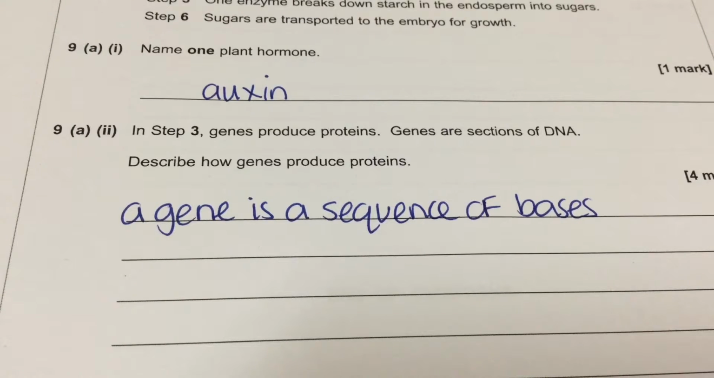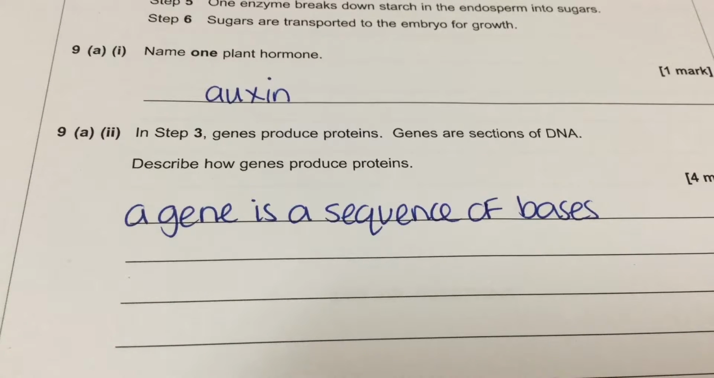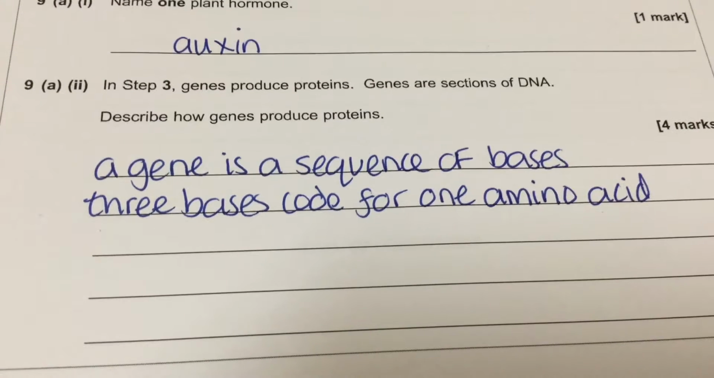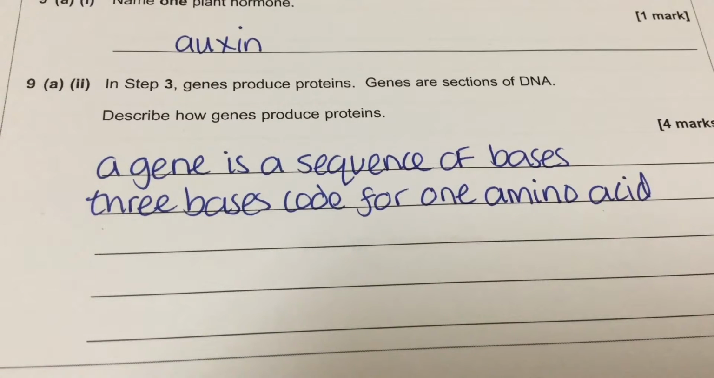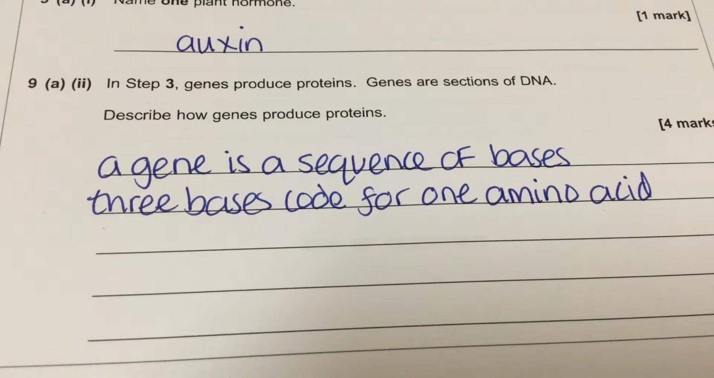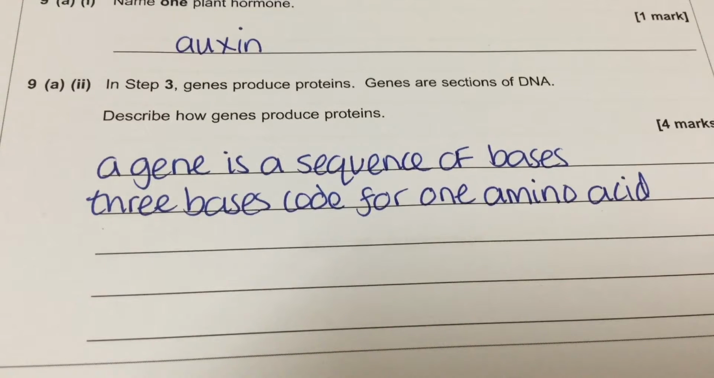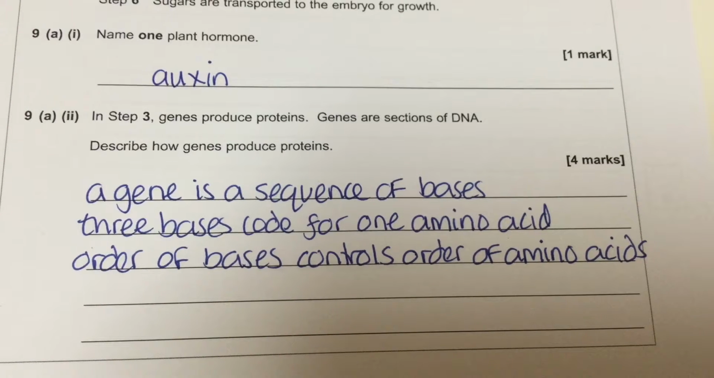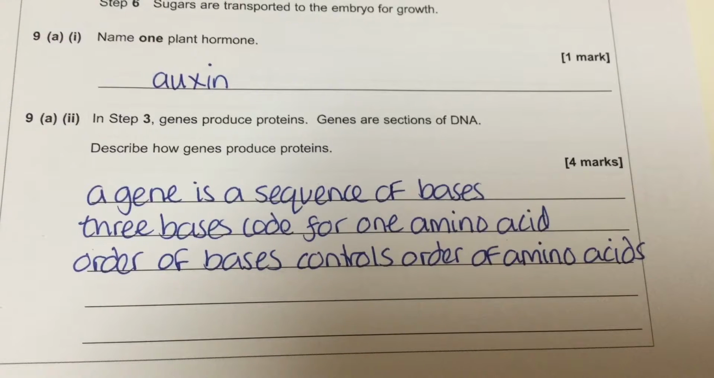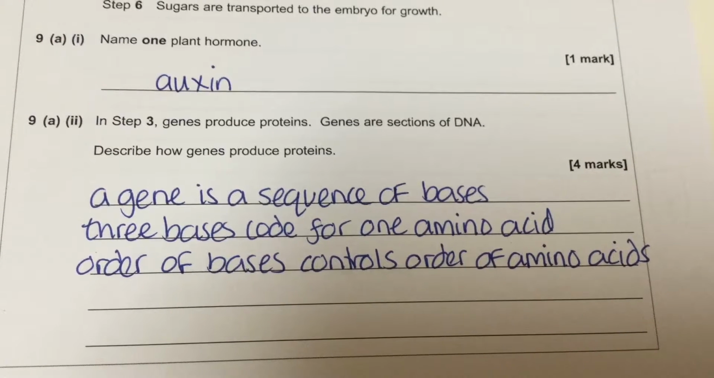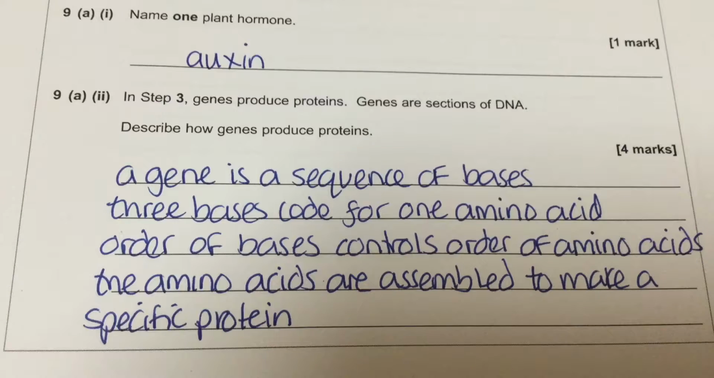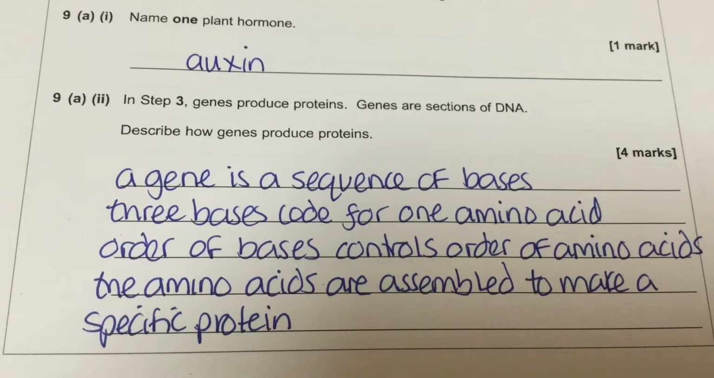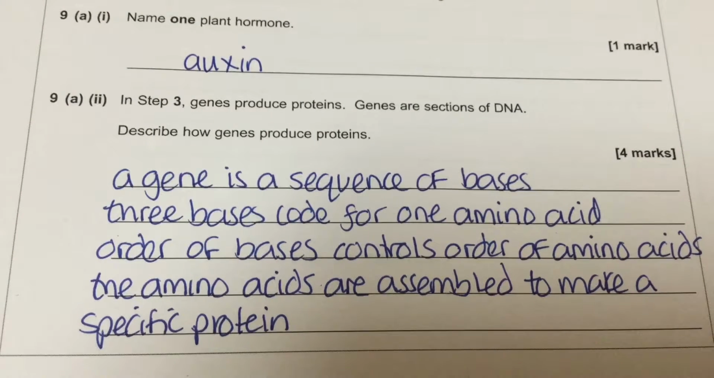The next part of the question says, in step 3, genes produce proteins. Genes are sections of DNA. Describe how genes produce proteins. So there are 4 marks for this, so we're going to move through it really sequentially. We're going to say that a gene is a sequence of bases, that 3 bases code for 1 amino acid, that the order of bases controls the order of amino acids, and the amino acids are assembled to make a specific protein.